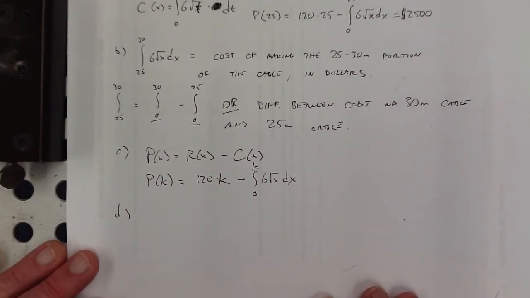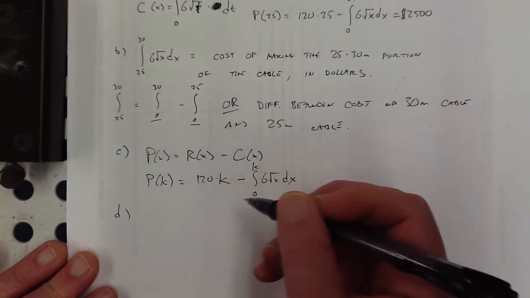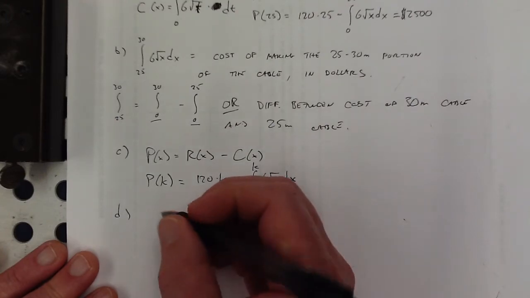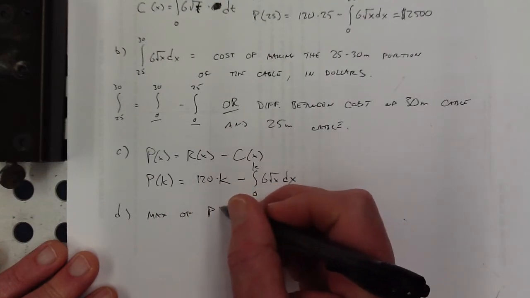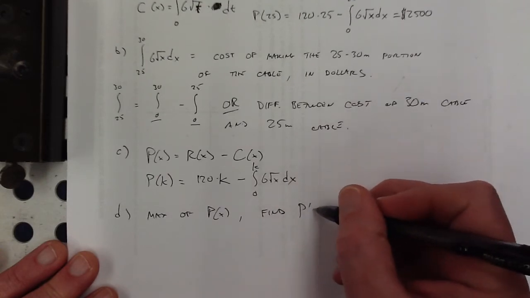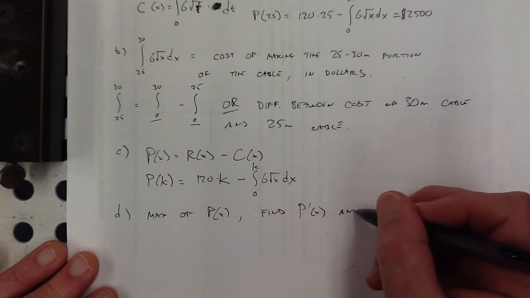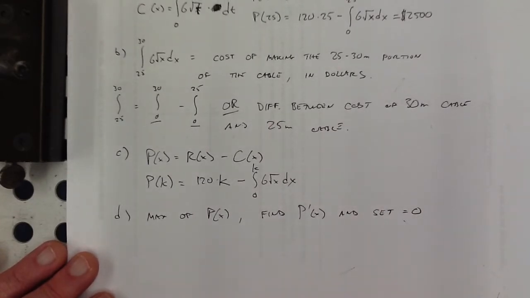And then part D, find the maximum profit that Mighty could earn on the sale of one cable, and then justify your answer. All right. So just trying to find the maximum of that. So to find the max of p of x, find p prime of x and set it equal to 0, right? That's how we find maximums and minimums.